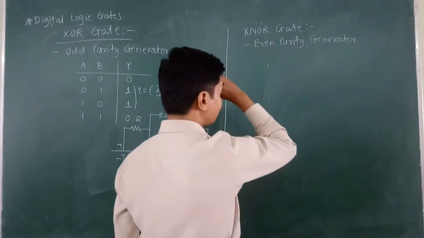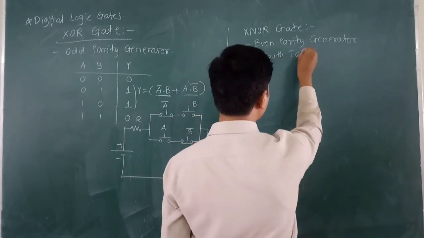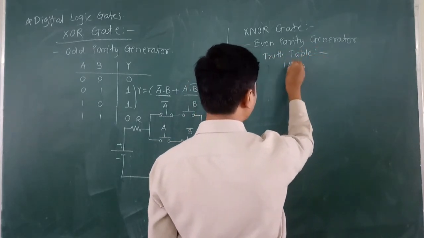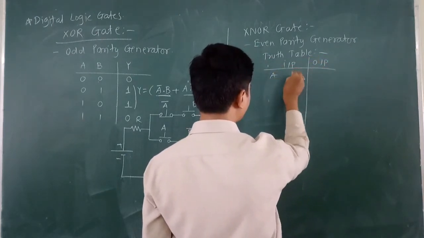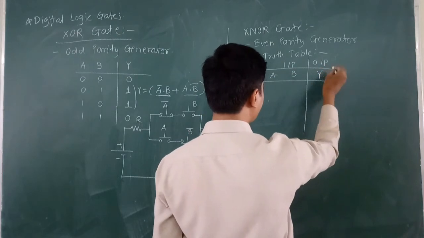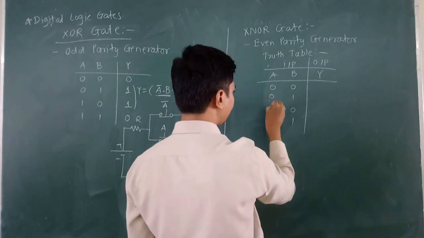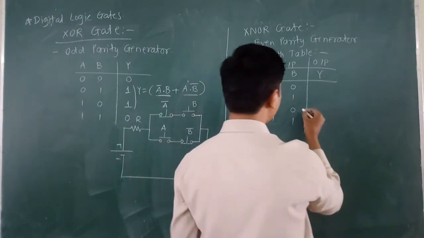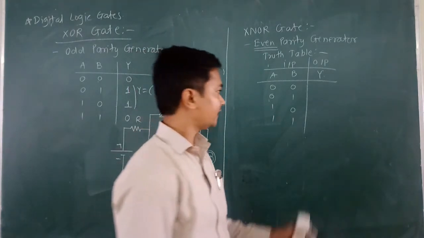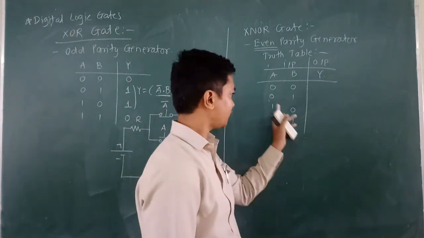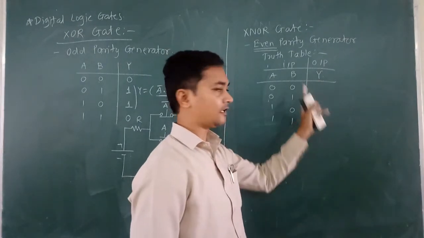Now first we will draw the truth table. Inputs A, B and Y is the output: 0 0, 0 1, 1 0, 1 1. As I told you, it is an even parity generator. Even parity means the number of ones in the inputs, or the addition of these inputs, should be even, and only then the output Y will become 1.